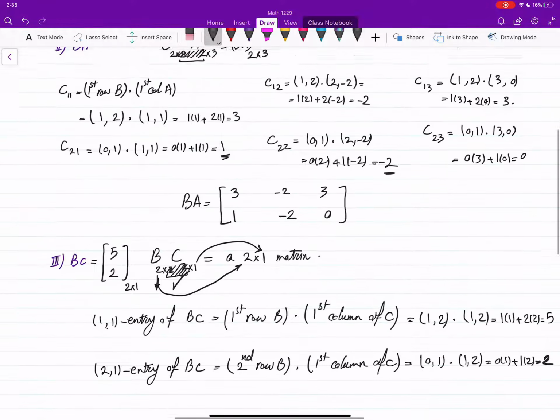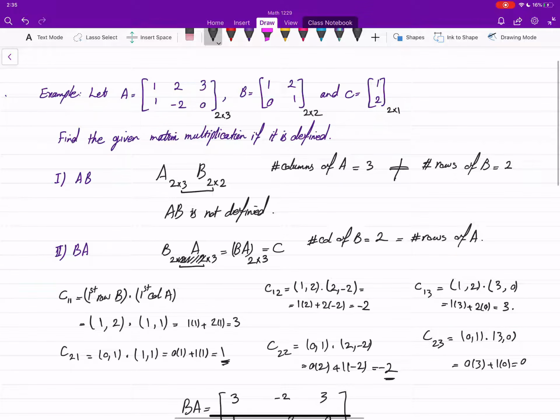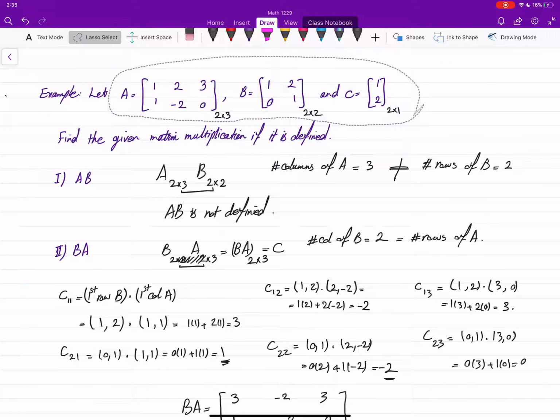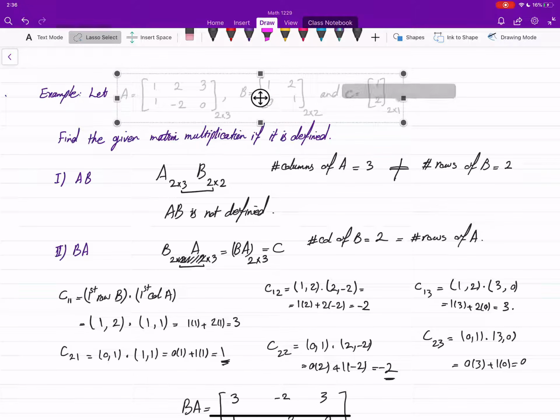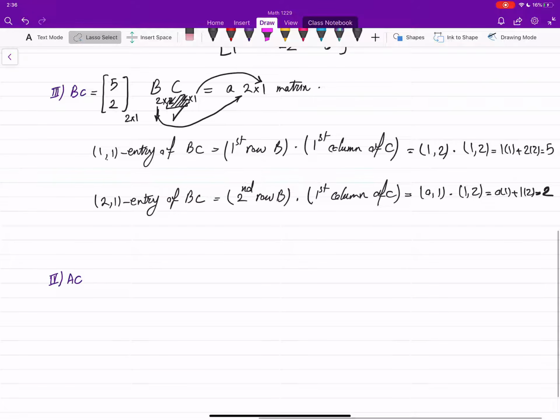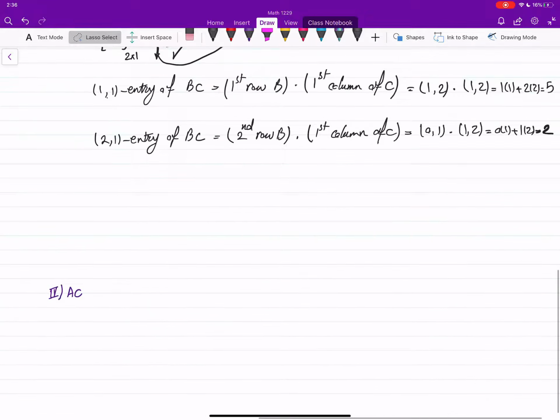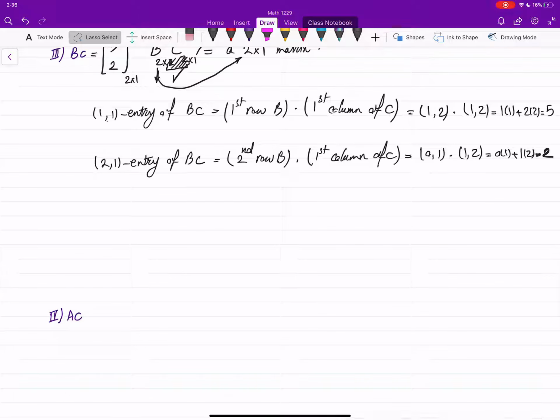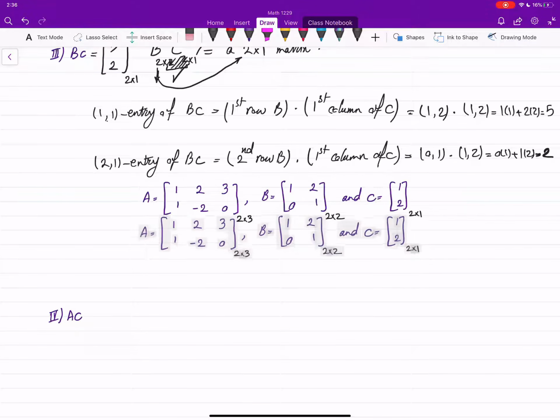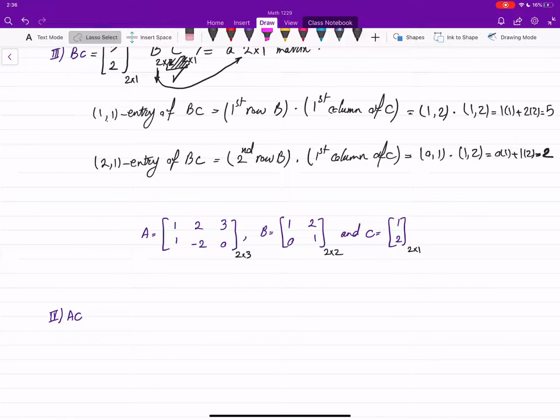Let me copy this and bring it down so that we see it right there. Let me just get more space here, and paste. Okay.